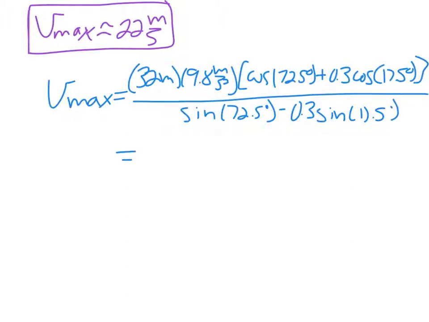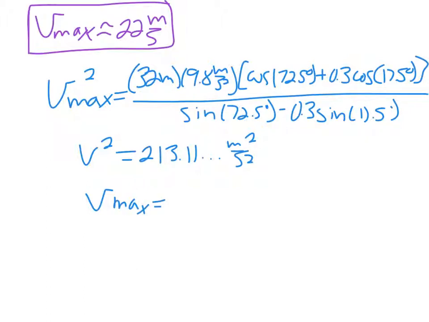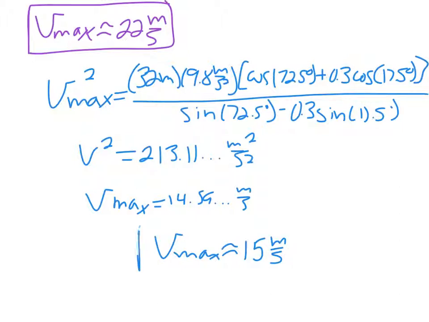And this will equal 213.11, keeps on going, meters squared per second squared, and that's my Vmax, it should be squared. Vmax squared, taking the square root, maximum speed on wet pavement equals 14.59, keeps on going, meters per second. So Vmax is approximately equal to 15 meters per second. And it makes sense that you need to go slower on wet pavement versus dry pavement, because it's going to be a little bit more slippery.